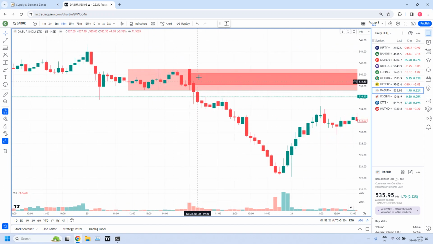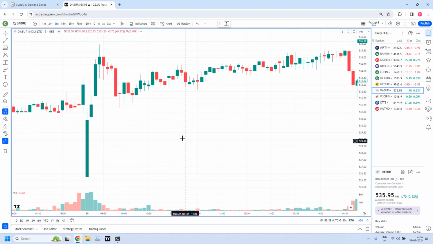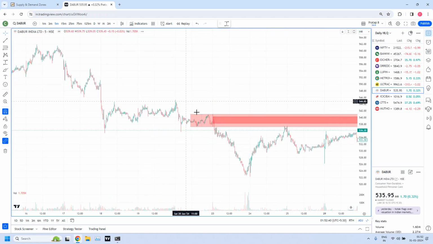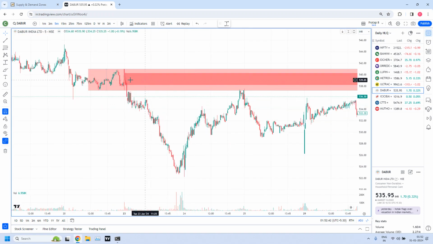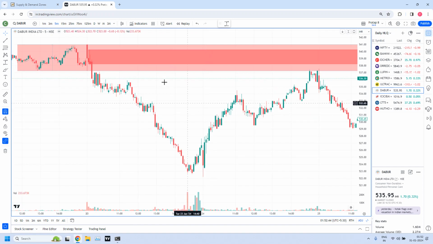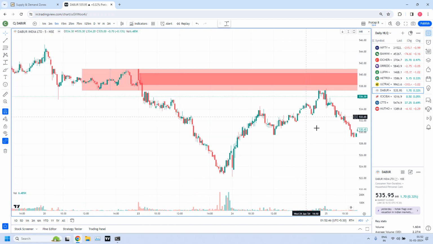Inside 75 minutes, we should find a 15 minutes. Inside 15, we should find a 5 minutes. That way you have to take the trade. You cannot directly trade in the 5 minutes area. In the 5 minutes area, you can take a trade as an aggressive trade if there are any price action clues.